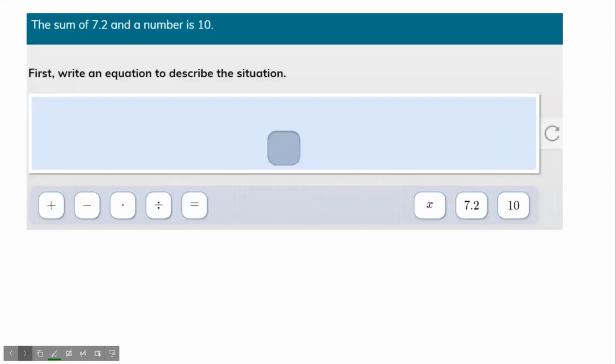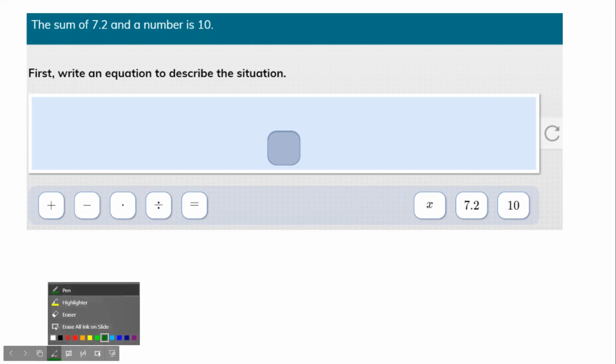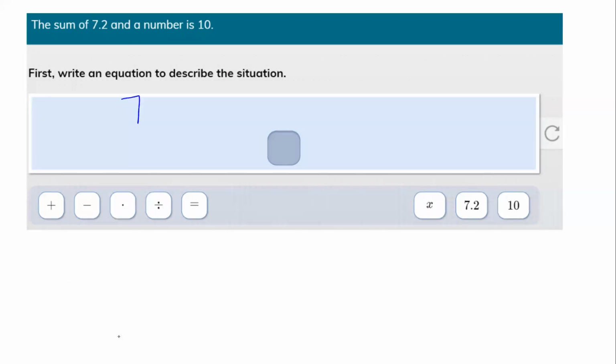Okay. Let's move on to the next question. The sum of 7.2 and a number is 10. So the sum of 7.2, sum means what?